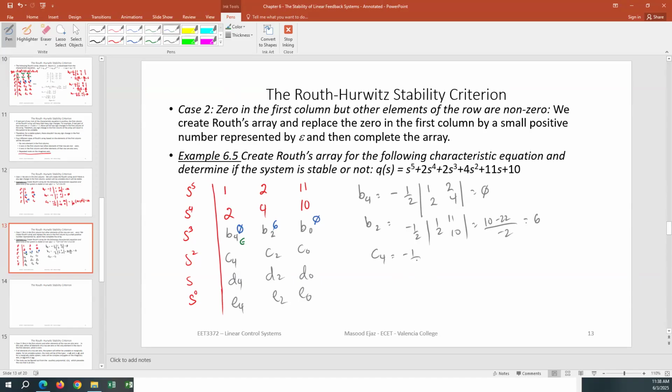And then it's going to become -1 over epsilon. And you're going to have 2 epsilon... no, sorry. Yeah, 2 epsilon, 4, 6. So that's going to be 2 times 6, 12 minus 4 epsilon over negative epsilon.